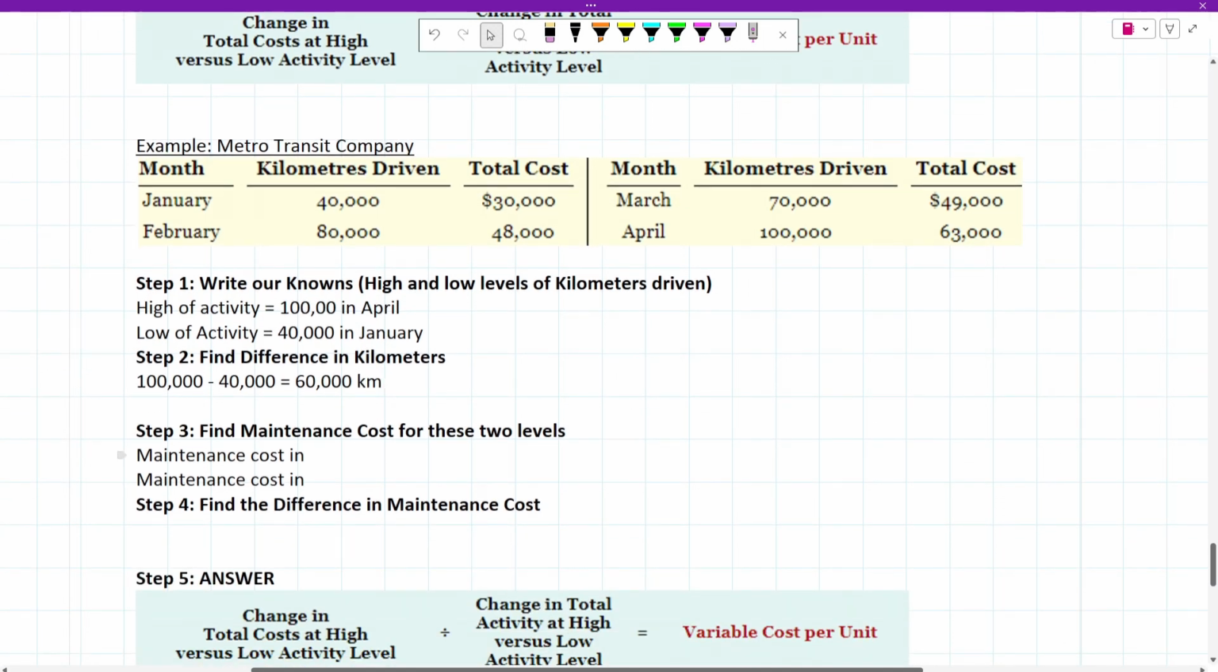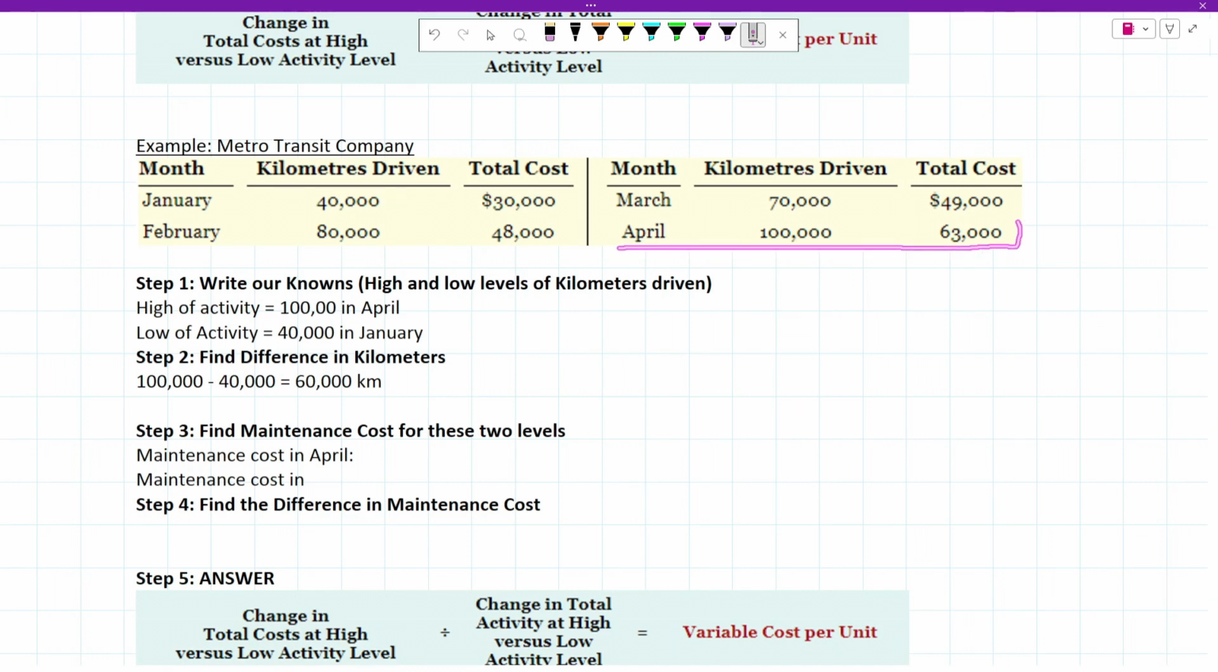Step three, we want to find the maintenance costs at these two levels. The maintenance cost in April, and our maintenance cost is total cost, so we look at these two columns and find the column that has April in it. April is right here, so it's going to be 63,000.